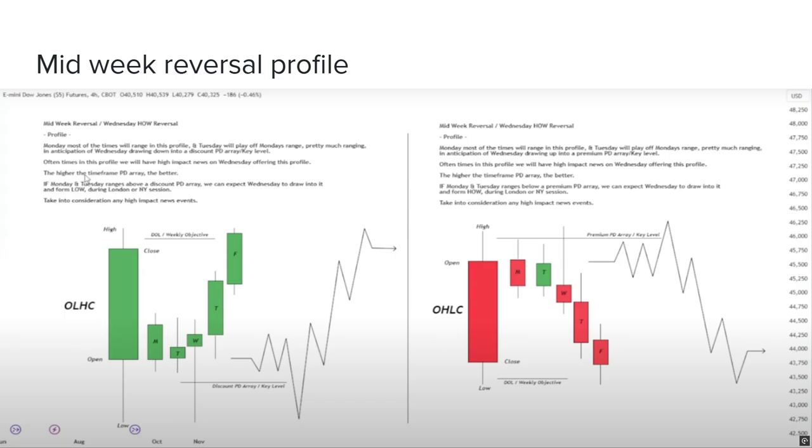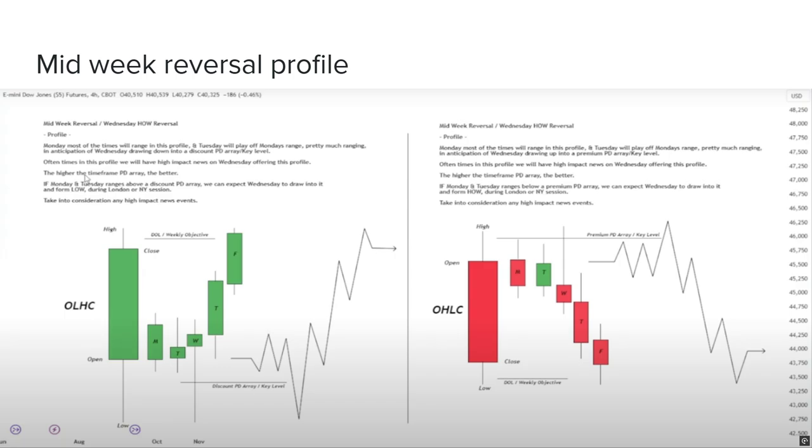If Monday and Tuesday range above the discount PD array, we can expect Wednesday to draw into it and form the low during London or New York, and take into consideration any high impact news. Once again, we will be going over this. Monday for the midweek reversal to the downside. Monday most of the time will range in this profile, and Tuesday will play off Monday's range. Pretty much ranging in anticipation of Wednesday's drawing up into a premium PD array key level. Same set of rules for the bearish.